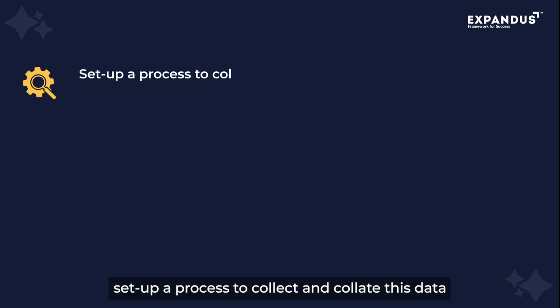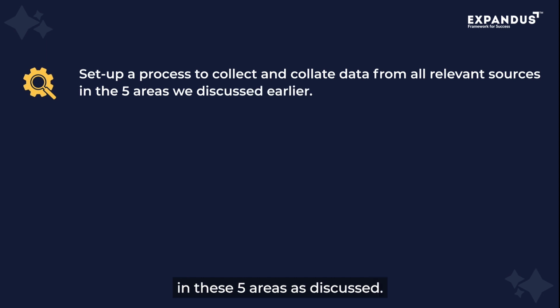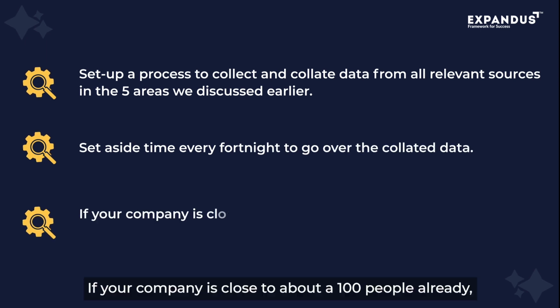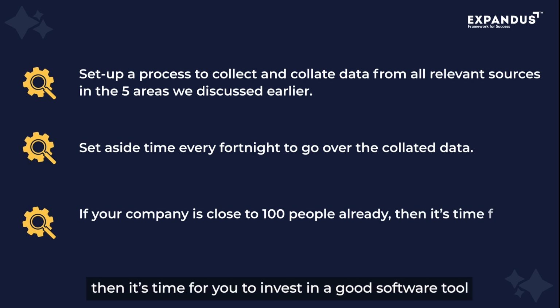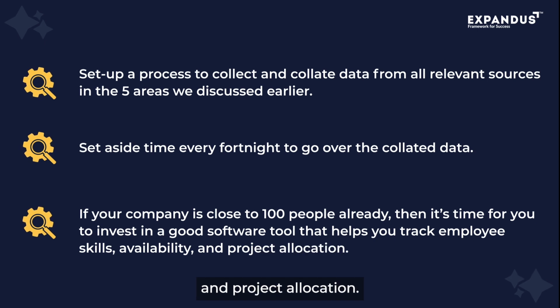Okay. So firstly, set up a process to collect and collate this data from all relevant sources in these 5 areas as discussed. Next, set aside some time every fortnight to go over the collated data. If your company is close to about 100 people already, then it's time for you to invest in a good software tool that helps you track employee skills, availability, and project allocation.